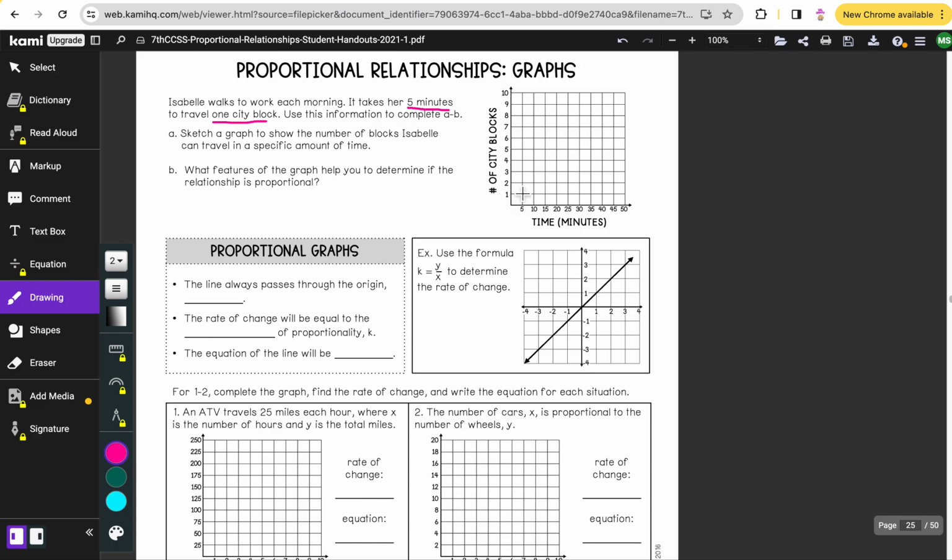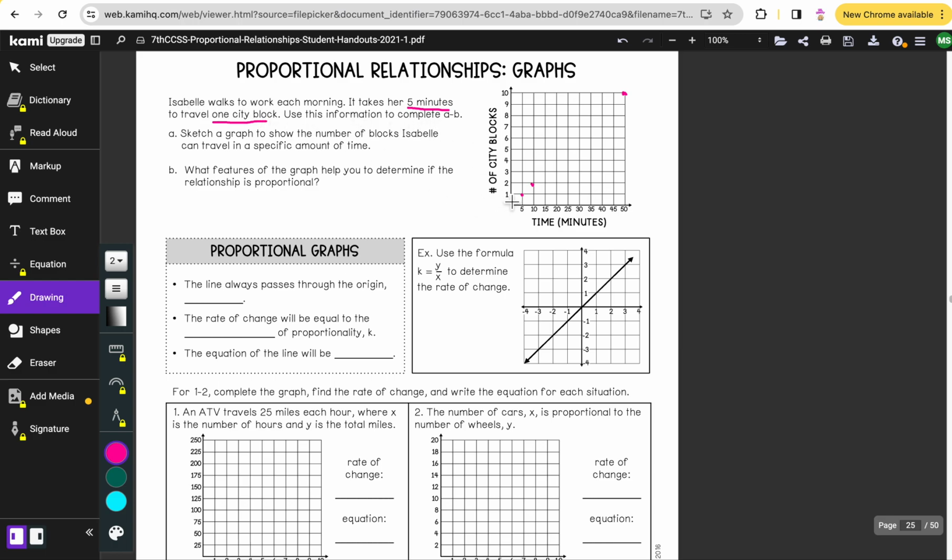So obviously, if one block takes her 5 minutes, then 2 blocks would take her 10 minutes, 3 blocks would take her 15 minutes, so on and so forth. We can go ahead and even finish it up with 10 blocks would take her 50 minutes. Make sure that when you're drawing these graphs, you get a few points, and then that you do use a ruler to connect them.